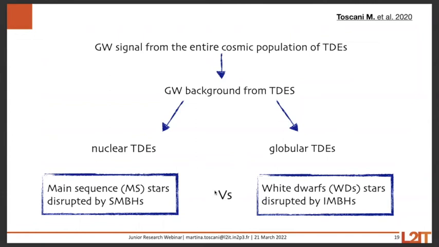Let me use this expression: nuclear tidal disruption events and globular tidal disruption events. Nuclear tidal disruption events are tidal disruption events of main sequence stars disrupted by supermassive black holes that stay in the core of galaxies, while globular tidal disruption events are tidal disruption events of white dwarfs disrupted by intermediate mass black holes that we assume reside in globular clusters.